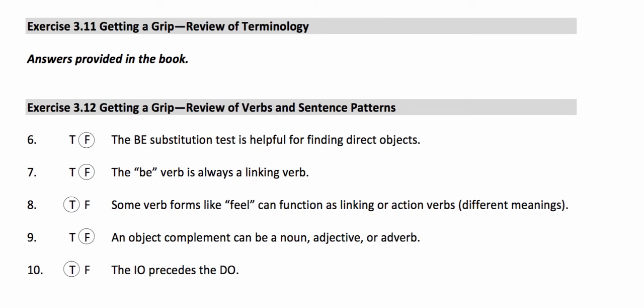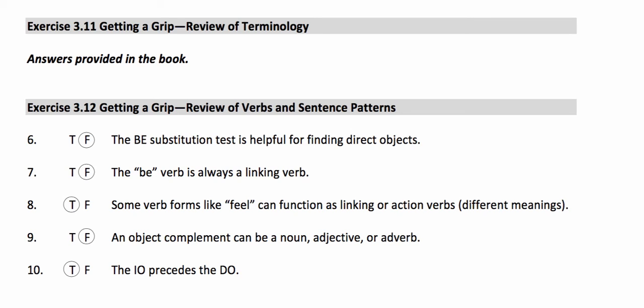And so 3.12 just asks, are these statements true or false? For 6, the be substitution test is helpful for finding direct objects. No, use the be substitution test to determine whether a word is a linking verb. 7, the be verb is always a linking verb. False. Recall we said words like feel, sounds, those sense verbs, those can also be linking verbs.